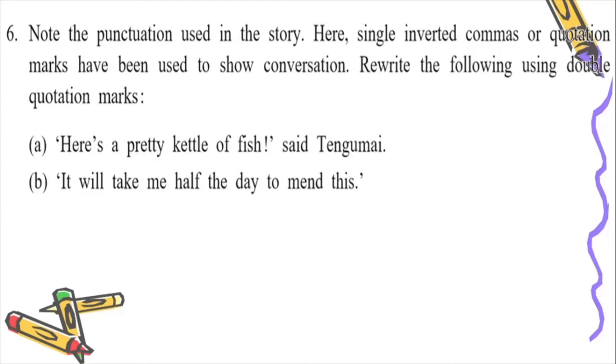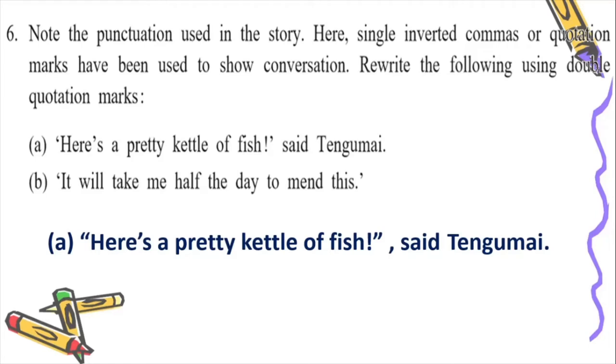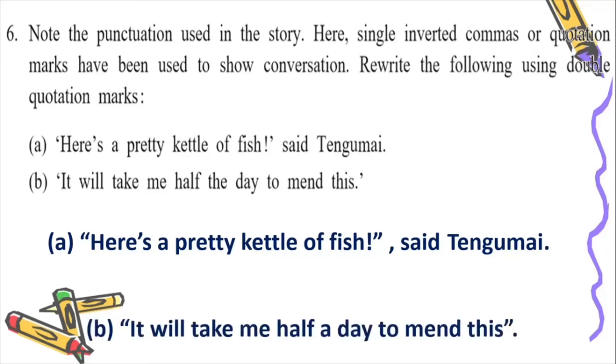So how will you write the first one? "Here's a pretty kettle of fish," said Tengumai. Okay, so if you notice, there is one comma here which has been added along with the double inverted comma. "It will take me half a day to mend this." So this is rather simple. You have just changed the format of the comma. You have not added any other element to this. Okay. So this is one exercise as far as single and double inverted comma is concerned.